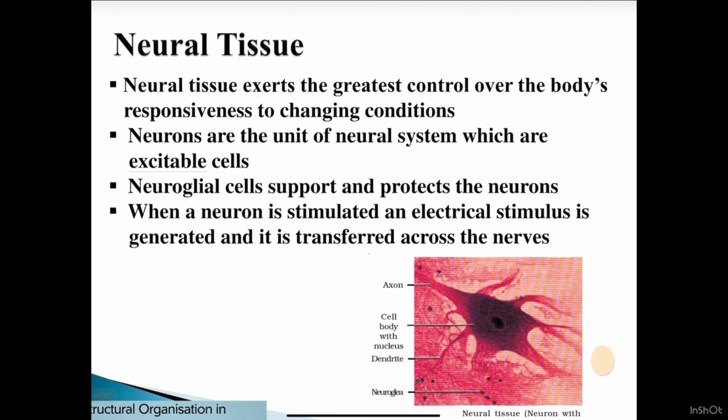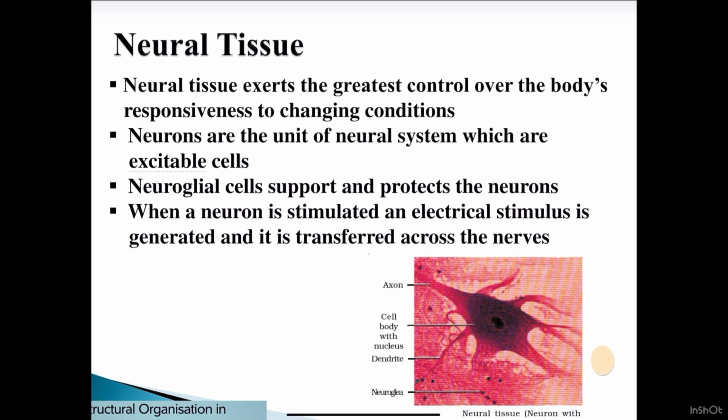Next, the final one is neural tissue. Neural tissue exerts the greatest control over the body's responsiveness to changing conditions. That means control and coordination. Neural control and coordination is done by neural tissue. Neurons are the units of nervous tissue, which are excitable cells. Nervous tissue also consists of glial cells. Glial cells are not excitable cells. Glial cells are able to divide, whereas neurons are not able to divide because they do not have centrioles.